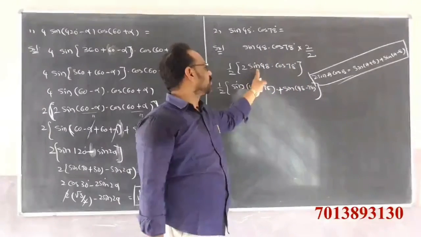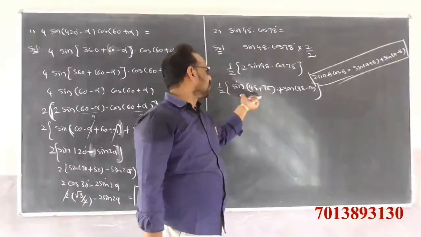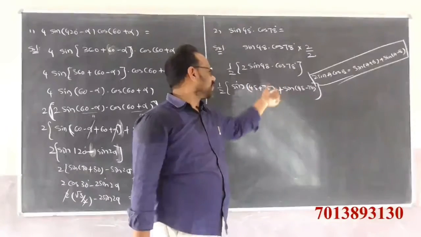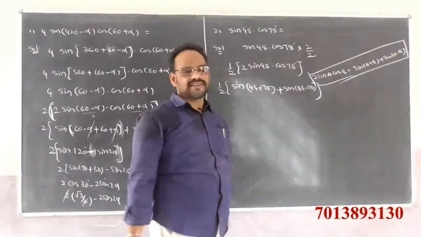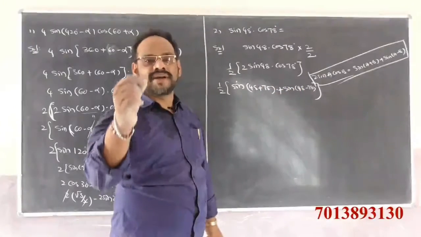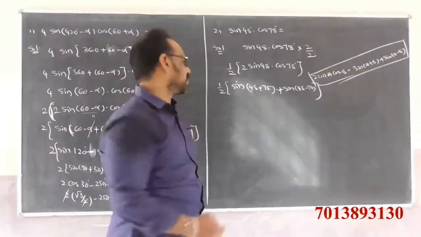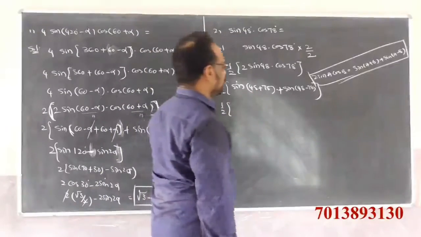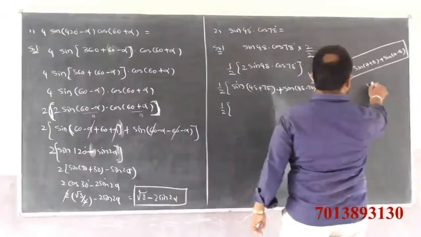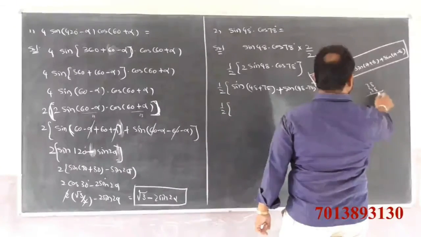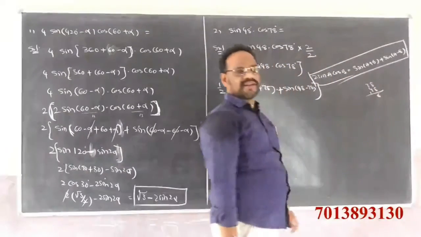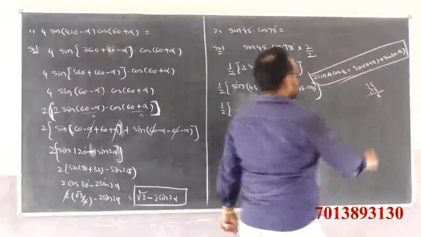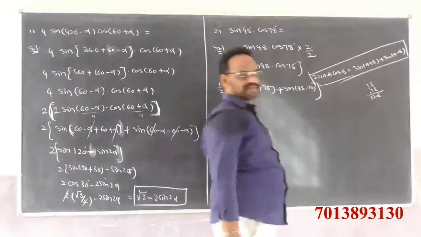That is, 2 sin A cos B can be written as sin sum plus sin difference. That is, 48 plus 78, and 48 minus 78. So 1 by 2 into sin of 48 plus 78. Observe here, 78 and 48: 8 plus 8 is 16, 7 plus 4 is 11, 11 plus 1 is 12, so we get 126.